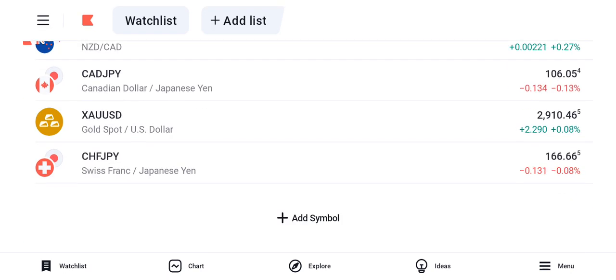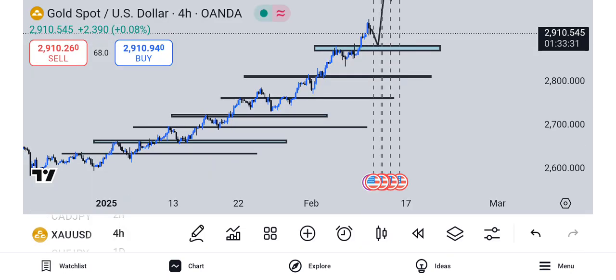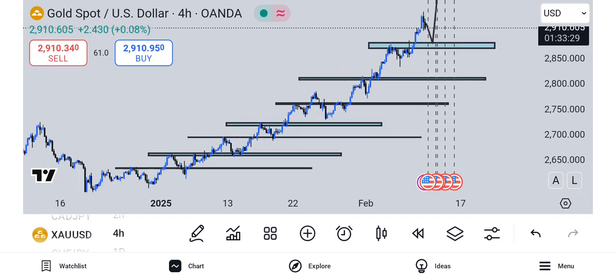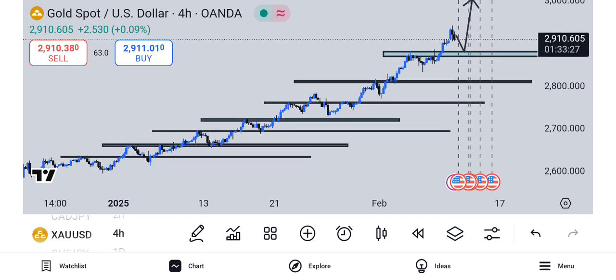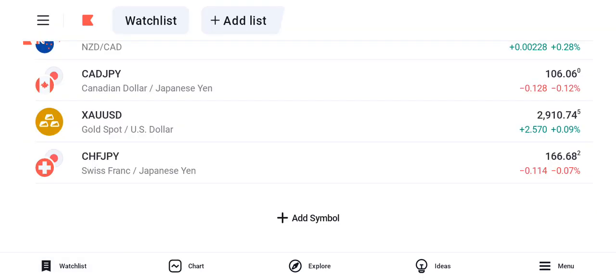Okay, let's just use gold. I think I've explained gold. Gold is the one that trends most. I hope you really understand this, guys. It's just the 4-hour trading strategy.